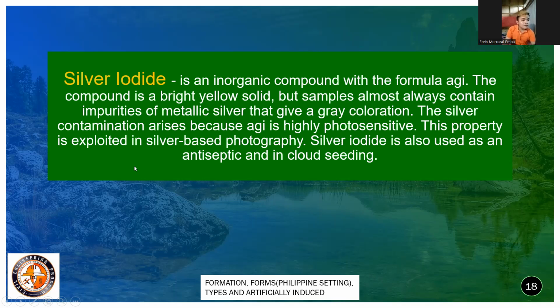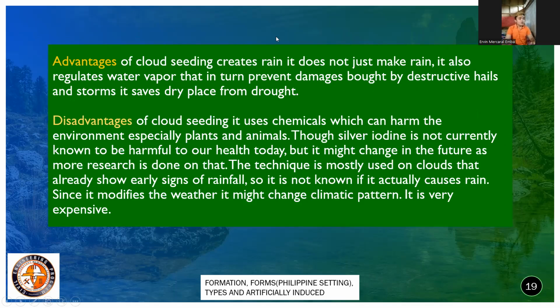The silver contamination arises because AgI is highly photosensitive. This property is exploited in silver-based photography. Silver iodide is also used as an antiseptic and in cloud seeding. So let's proceed. Here are the advantages and disadvantages of making artificially induced weather.